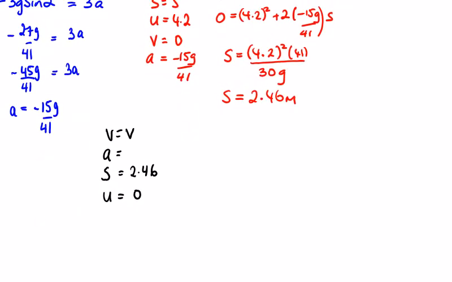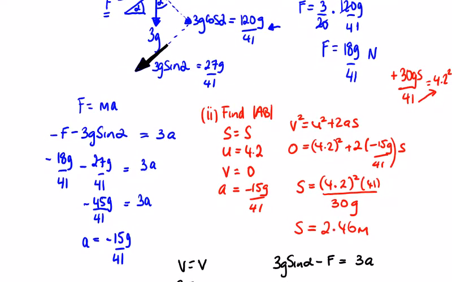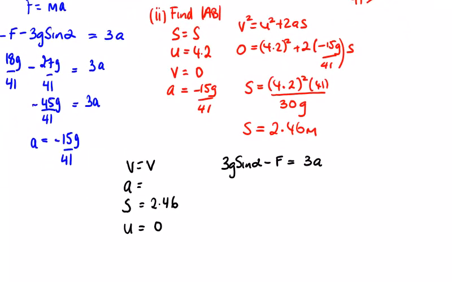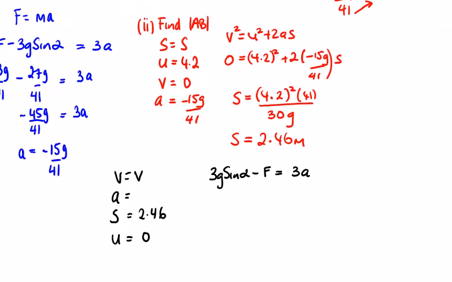So let's write that down. 3g sin alpha minus F is equal to ma. So this will give me my new acceleration. And you can see in the first part we had minus F minus 3g sin alpha. So it's just the 3g sin alpha becomes positive because that's the direction that the particle is moving. So what do we get for 3g sin alpha? We had 27g over 41.